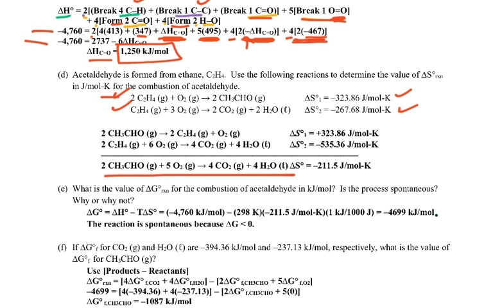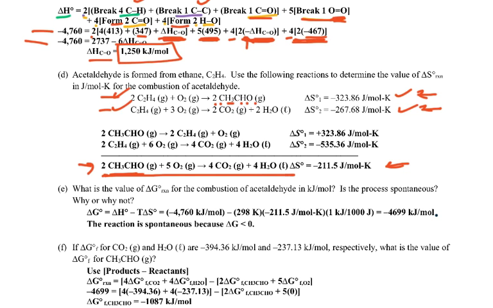So if we can put these two equations together to get this equation, then we can put their delta S's together to get the delta S. And that's what we're doing here. So I want to have the acetaldehyde, CH3CHO, on the left side, and I need two of those. Here, this molecule, I have it, but it's on the right side.